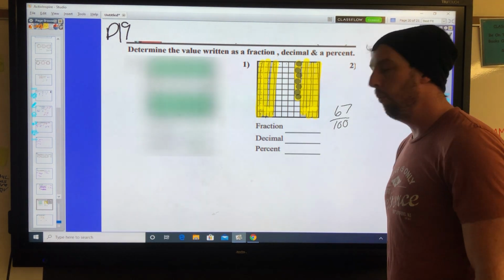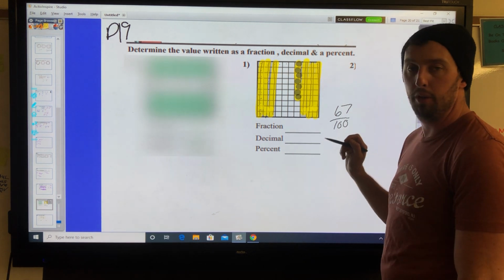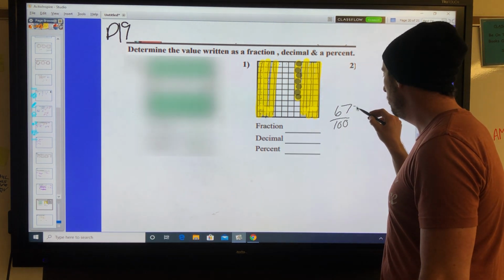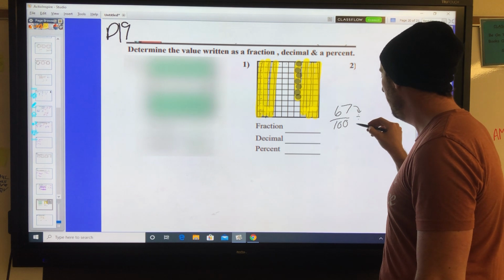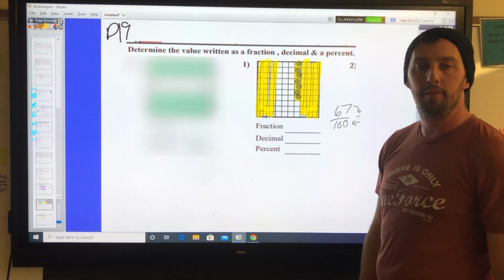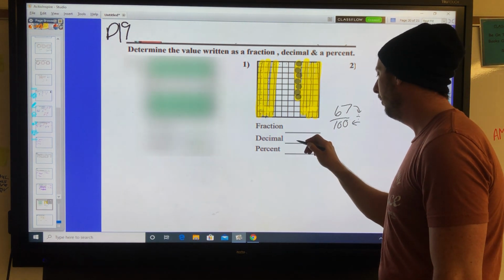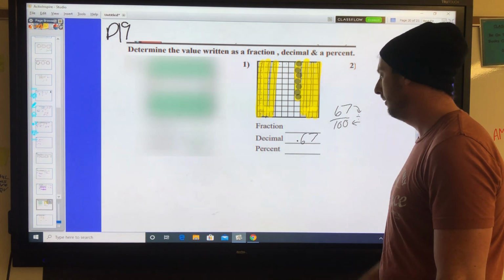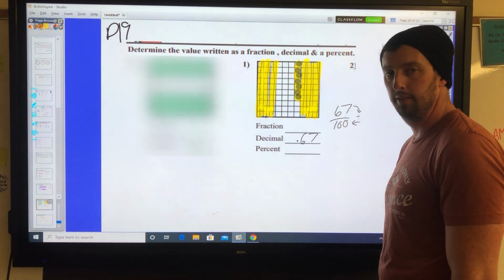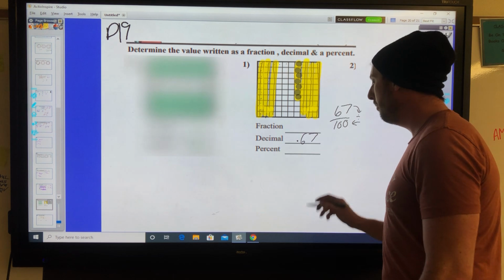What's the decimal? Well, if you want to use a calculator, you can take the top, the numerator, divide by the denominator, and that'll give you your decimal of 0.67. And you also have a percent.